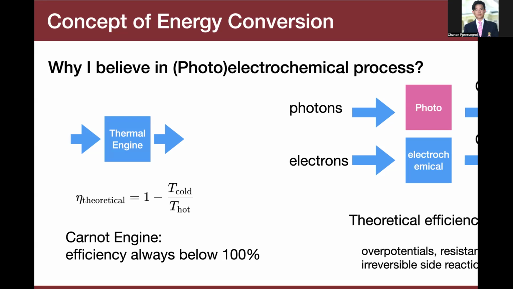That's the concept I would like you to understand. And if you have time, look more into it. Why the theoretical efficiency can reach 100%, why the Carnot engine can't. Of course, in reality, we never reach 100%. There is always resistance, overpotential, and many things, competing reactions. So it's very hard to reach 100%, but we can get very close.